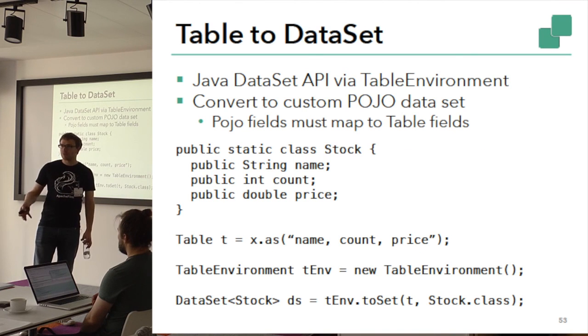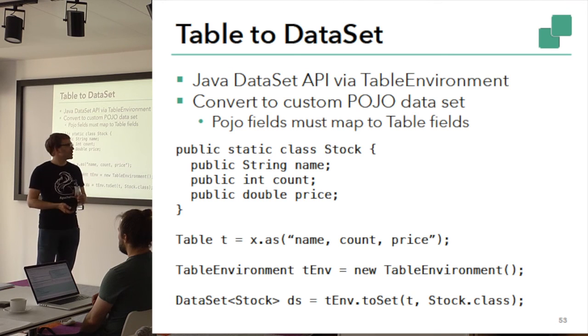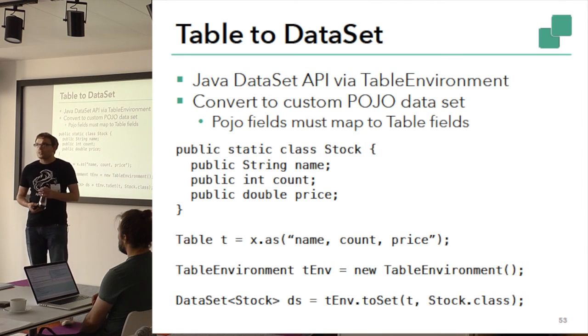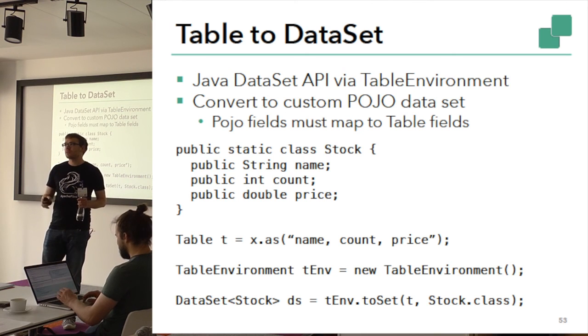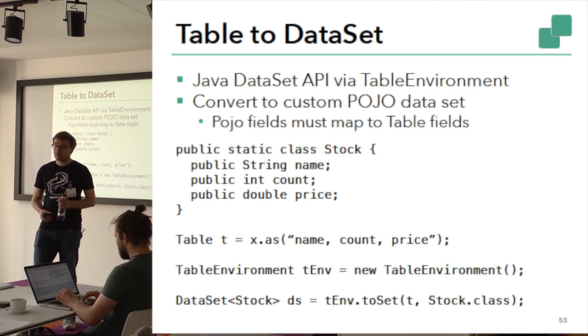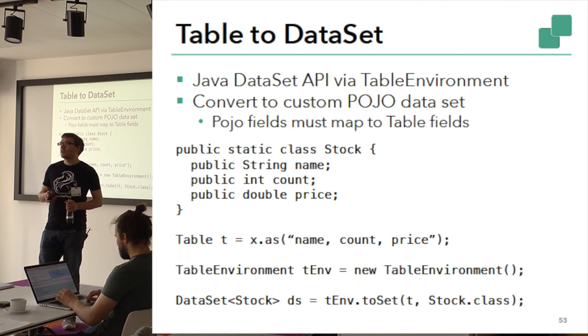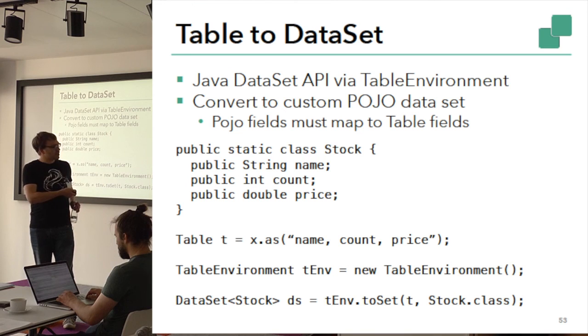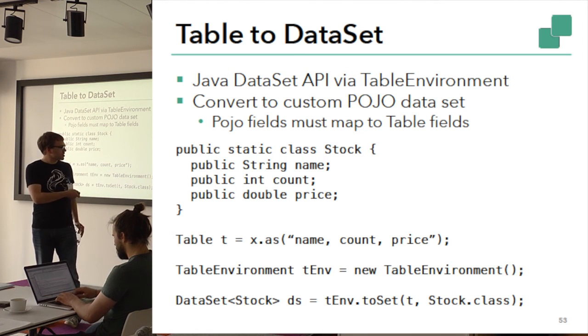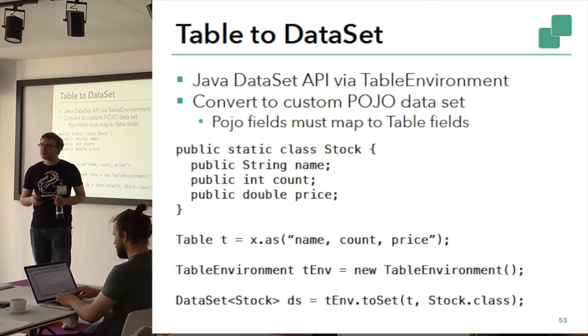Coming back from a table to a data set can be done basically in two ways. You can convert it into a custom POJO data set, where the POJO fields must map the names of the table fields. So, for example, if we have a Java POJO called stock with three fields: the string field called name, an integer field named count, and a double, which is price, and you have a table which has exactly the same names, then you can simply say table environment to data set. You give the table there and the class of the POJO into which you want to convert it, and you then get a data set of type stock out of that.